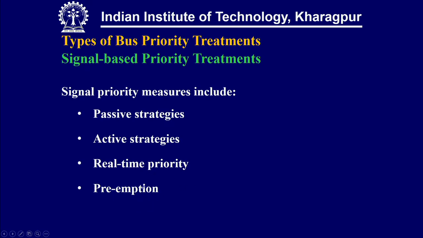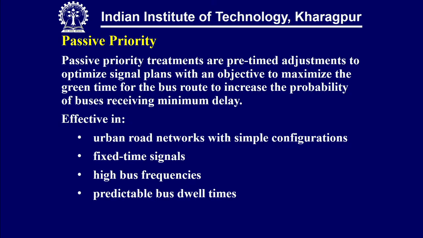Real time priority and preemption in one sense are also active strategies, but they are generally considered separate, known separately, like real time priority or preemption. So, we have listed it in this form. Passive is what? Passive is, we do not really make any communication between the vehicle and the signal controller, but you know the average traffic condition, you know from which direction buses come, which way they move, right? The overall thing, like that you design a fixed time signal.